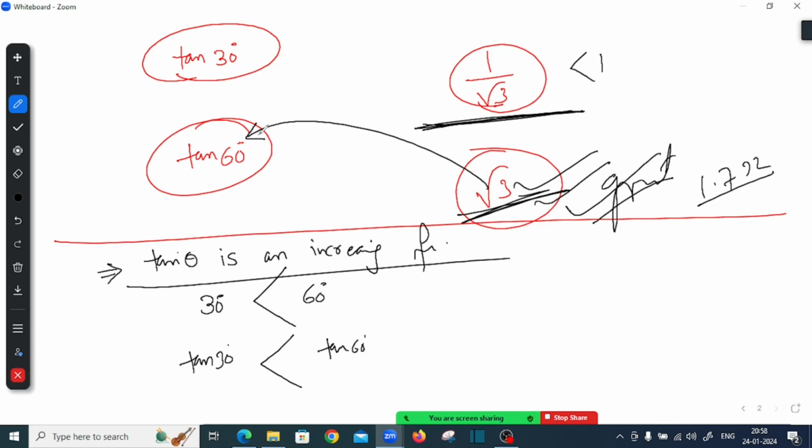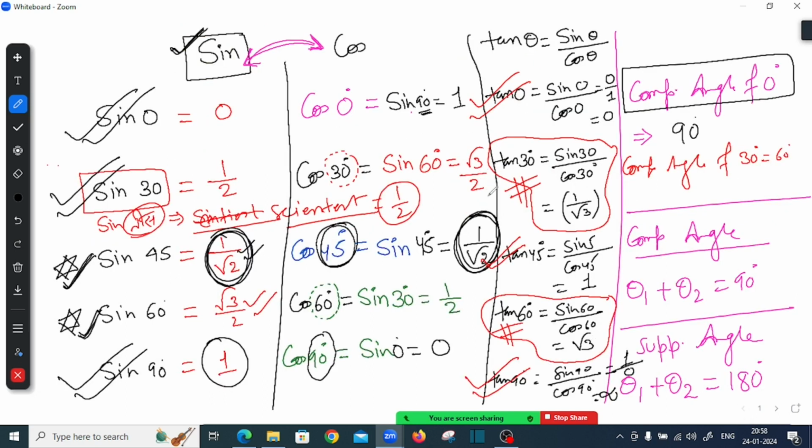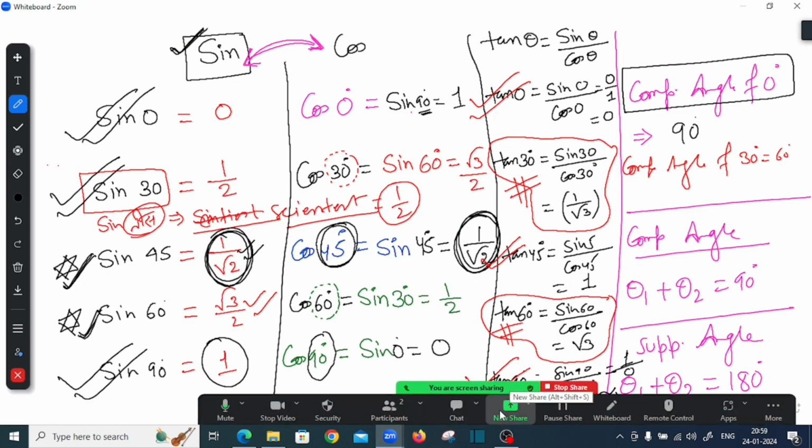See, out of tan 30 and tan 60, maybe root 3 or 1 upon root 3, both are similar. Many students get confused. So what I suggest is that root 3 is greater, 60 is greater. So root 3 will correspond to tan 60. Is it okay? Okay. Any problem in remembering this table? Oh, no, sir.